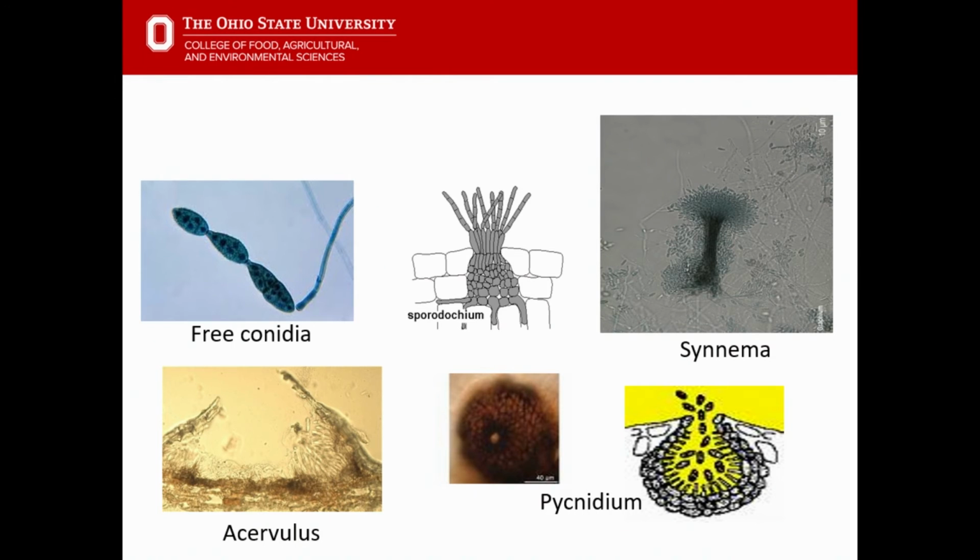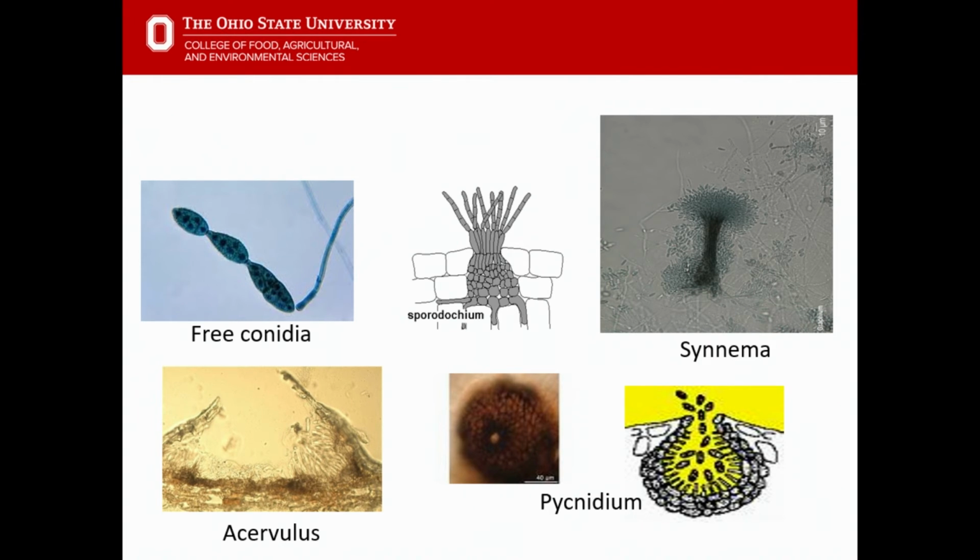In the upper left micrograph, free conidia, in this case in chains, are shown on a single conidiophore. A Sporodokium, top center, is a structure in which the conidiophores are grouped together, while a cinema is a more organized structure in which the conidiophores are fused.